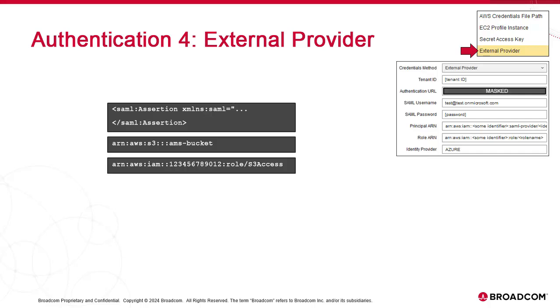The procedure produces an ARN, or Amazon resource name, associated with the principal. For our purposes, this will contain a reference to the S3 bucket we want to access. Finally, it produces a role. We'll need to add both strings to the appropriate fields. Finally, we need to specify the identity provider, which is the Entra ID.